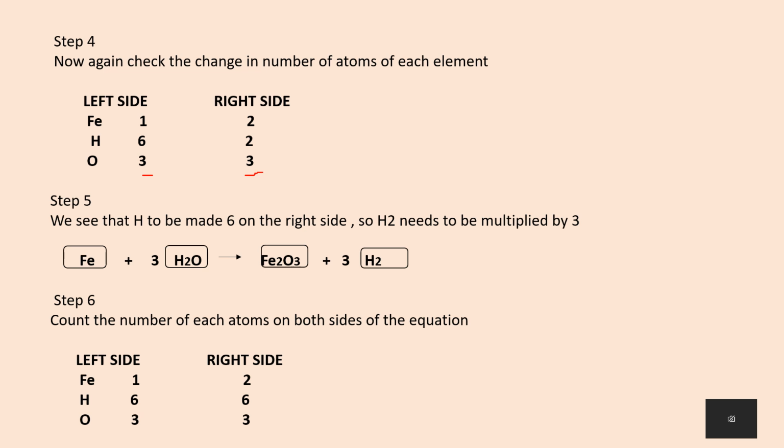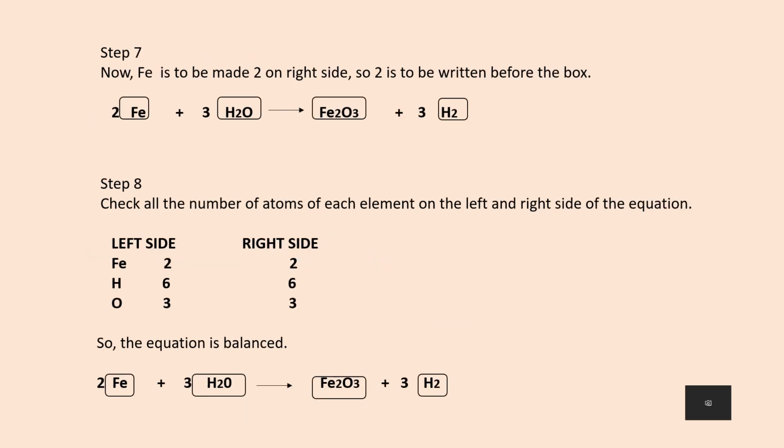Now what next to be balanced? We see hydrogen is 6 on the left side and 2 on the right side. So by writing 3 in front of H2, we see that our hydrogen is also balanced by 6 on both the sides. Now we are left with only Fe, which is 1 on the left side and 2 on the right side. To balance Fe, we write 2 in front of Fe on the left side, which is balanced by 2 Fe on the right side.